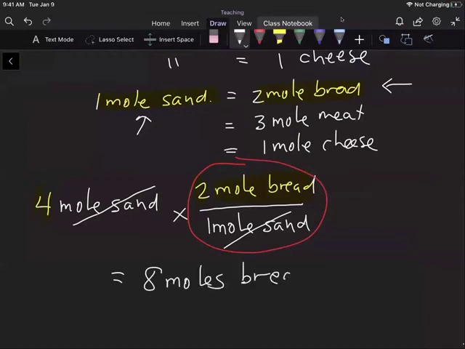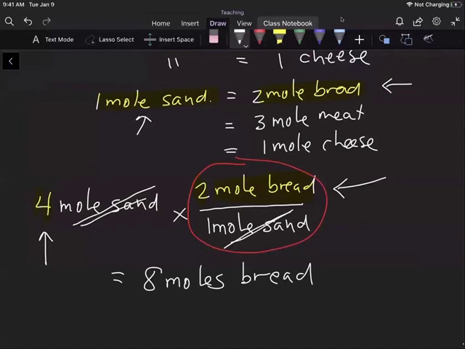So if I want some different amount of sandwiches, I can take the number of sandwiches I want, multiply it by the ratio of whatever unit I want to the other thing, to the sandwich, cancel out the units that I don't care about, and then I'm in the units that I do care about. Okay, so 4 moles of sandwiches, I need 8 moles of bread.